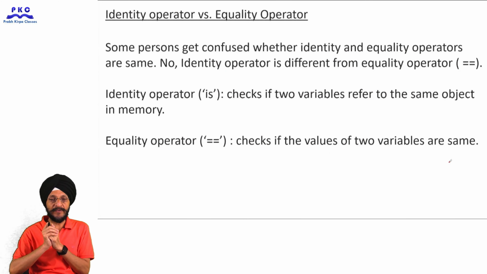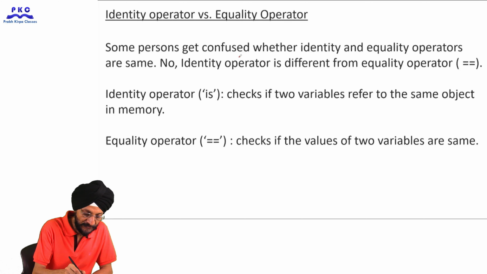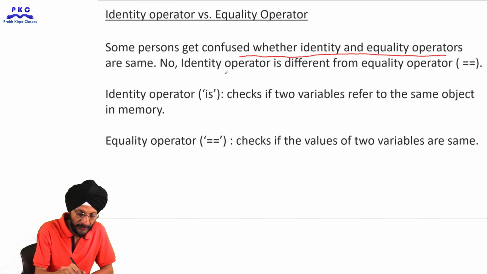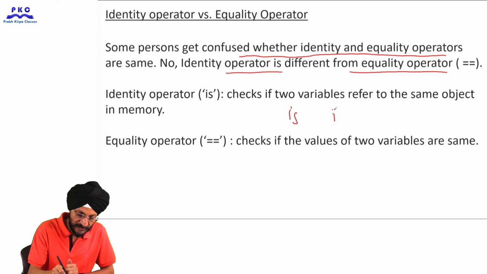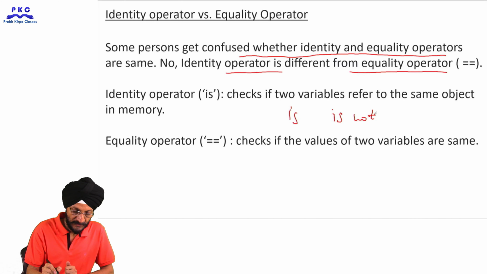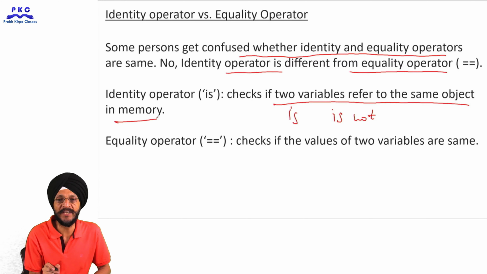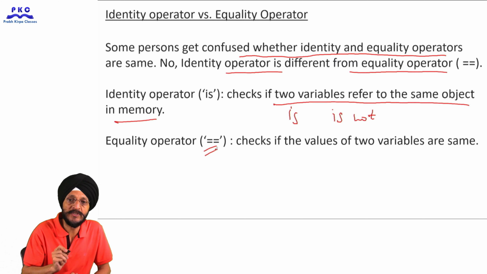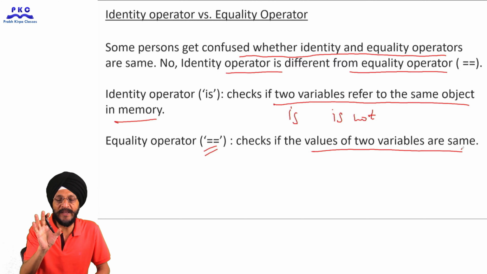Now we will understand the difference between the identity operator and the equality operator. Some persons get confused whether the identity operator and the equality operator are the same. The answer is no. The identity operator is different from the equality operator. The identity operators are is and is not. The identity operator checks if two variables refer to the same object in memory. On the other side, the equality operator, equals equals, checks if the values of the two variables are the same.